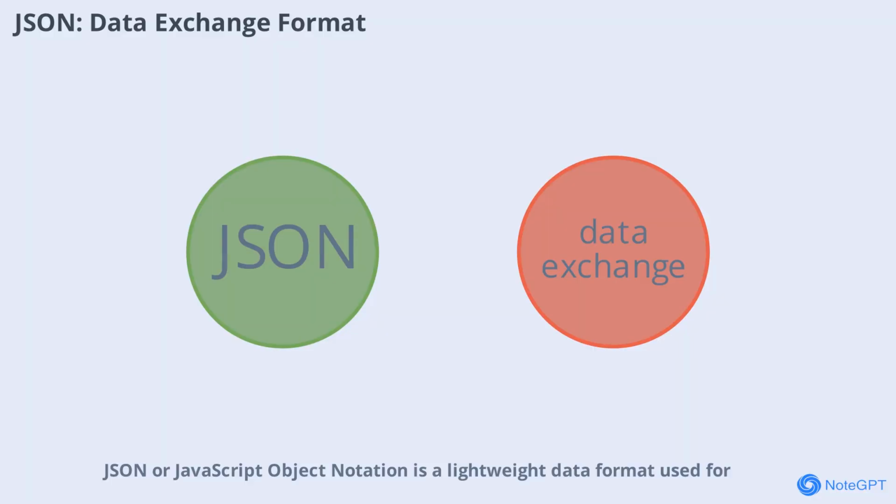JSON, or JavaScript Object Notation, is a lightweight data format used for exchanging information between servers and web applications. It's easy to read and write, and it integrates seamlessly with JavaScript. Most APIs use JSON to send and receive data. We'll explore how to parse JSON, convert objects to JSON, and use it to power dynamic web apps.